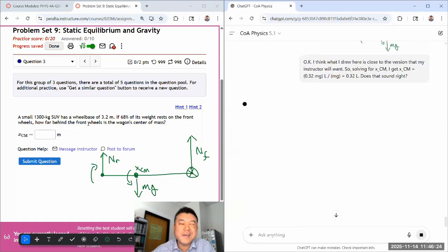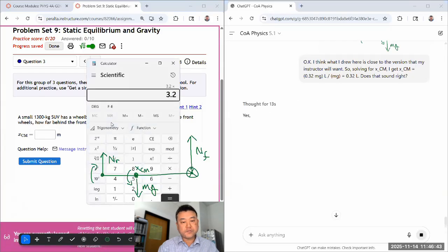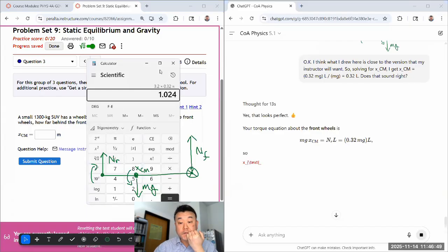Can I do this in my head? So I don't actually need the math. The question actually gave you too much information. 3.2 times 0.32. Oh, it's 0.32 squared. I'm going to need a calculator. 3.2 times 0.32. 1.024. Yeah, I think that's right.